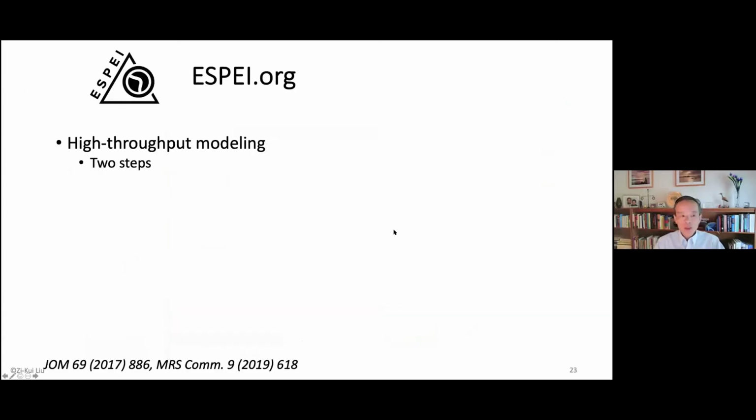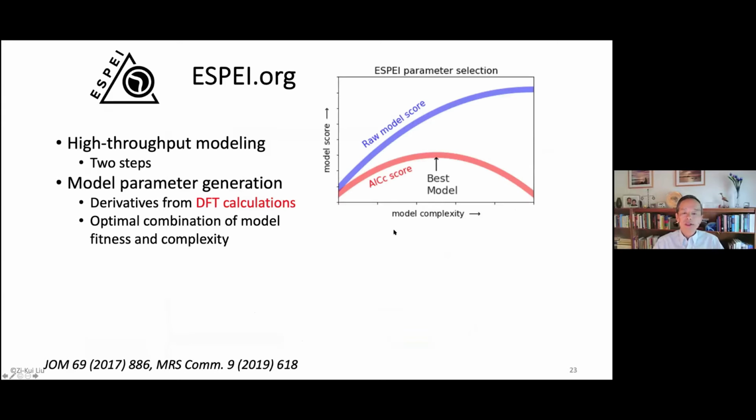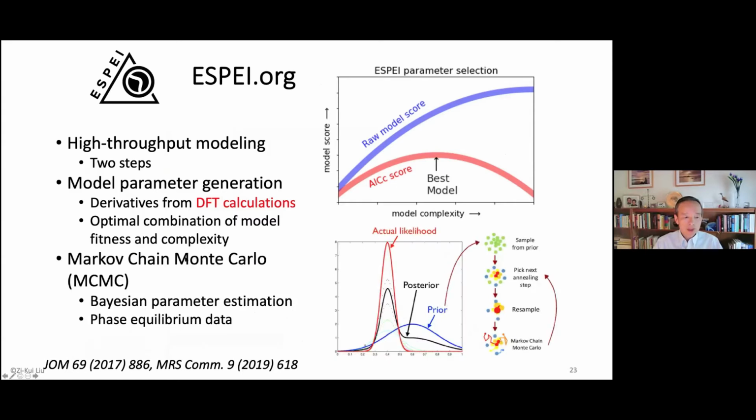After data generation, we need ESPEI development, right? We need to do the model. So we developed another code, espei.org, to do the development. It is derived from DFT calculations, and optimized. More importantly, it uses Markov chain Monte Carlo to do the parameter estimation and also the uncertainty quantification.